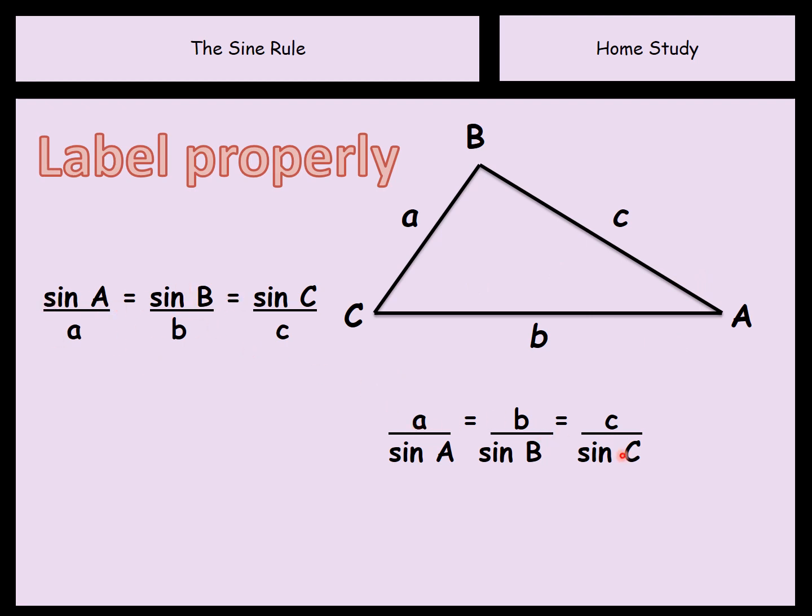So don't worry about the fact that there are three things equal to each other. We're only ever going to use two of them. So this is the same as this. It's just that we use this version if we're finding an angle, with the angle on the top, and this version if we're using it to find a missing side, with the side on the top.